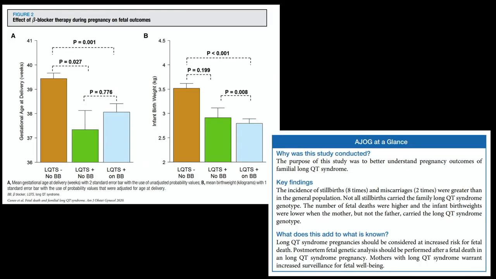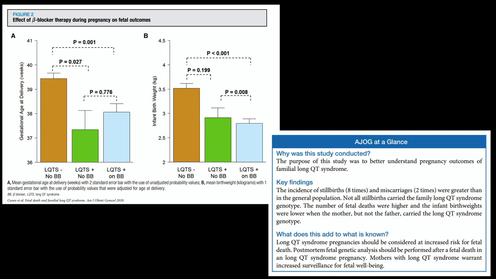What the study found is that regardless of the status of the fetus, whether the fetus has a long QT mutation or not, this pregnancy is at high risk of stillbirth and miscarriage. The incidence of stillbirth is 8 times and miscarriage is 2 times greater than in the general population. So that makes it really concerning.